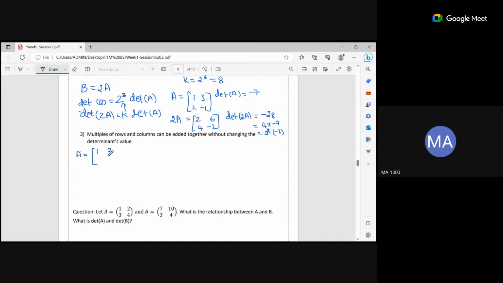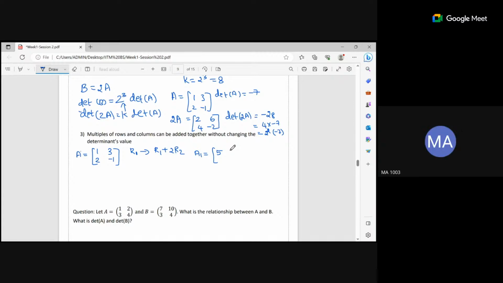Now I'm going to add a multiple of a row to another row. Let's say I'm going to replace R1 with R1 plus 2 times R2. I'm adding a multiple of the second row to R1. Can you say what is the resulting matrix? 5, 5, and then 2, minus 1.